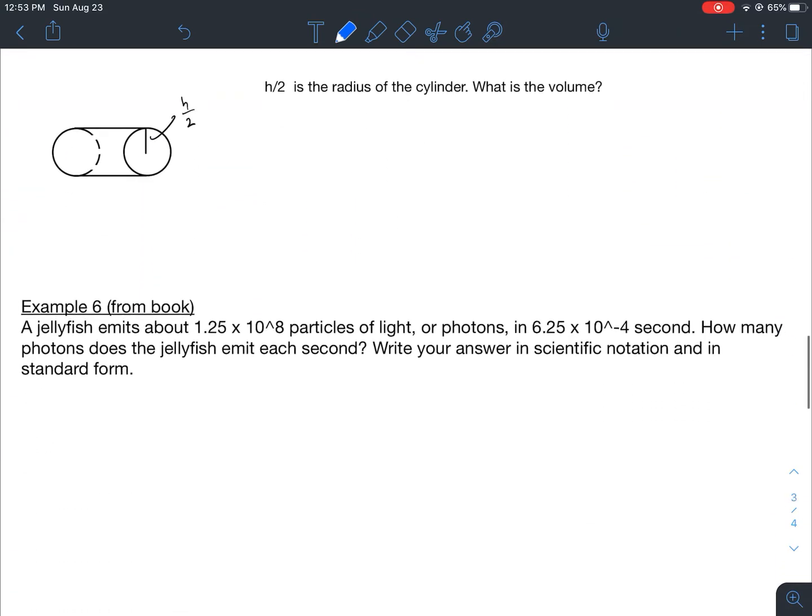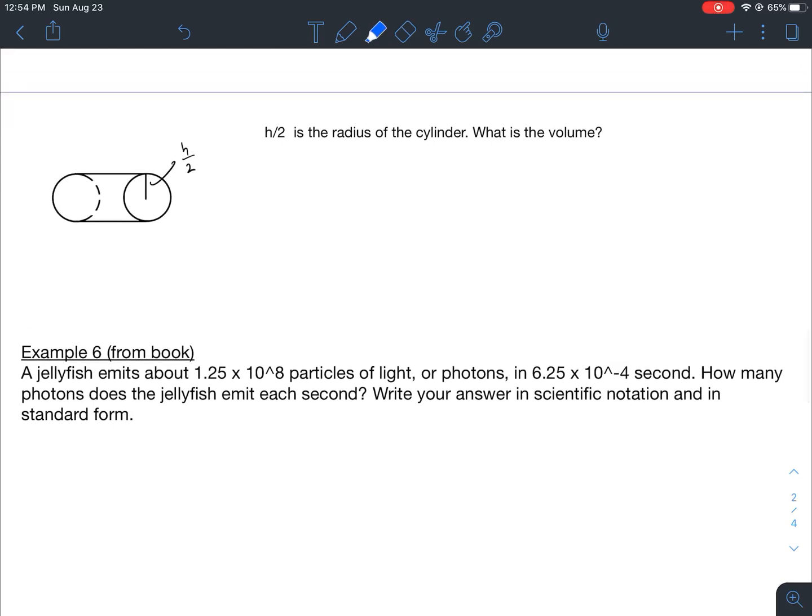I'm just going to go over 2 story problems that you should expect to see on the homework, so you can use this as a guide. For this story problem, we have a cylinder right here, very poorly drawn by me, and it says that it has a radius of h over 2. So this is the radius, and it wants to know what the volume is.